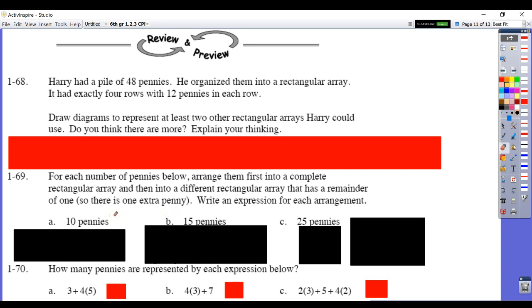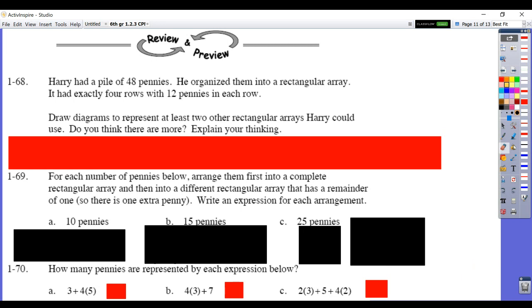So for example, if I look at 10 pennies, I could look at a 2 by 5, I could look at a 1 by 10. Either of those would work for the first complete rectangular array. But if I'm going to have a leftover penny, then the second one would be maybe a 3 by 3 with 1 penny left over, or maybe a 9 by 1 with 1 penny left over.